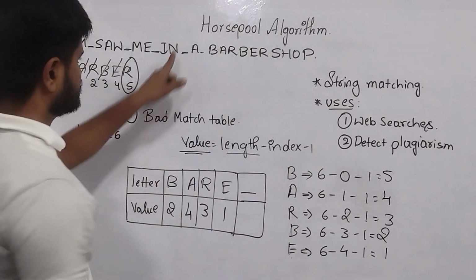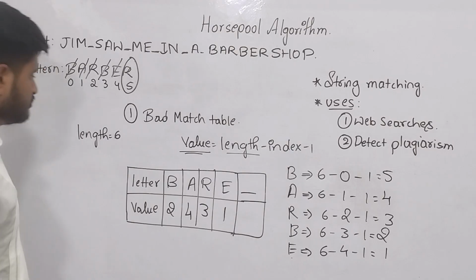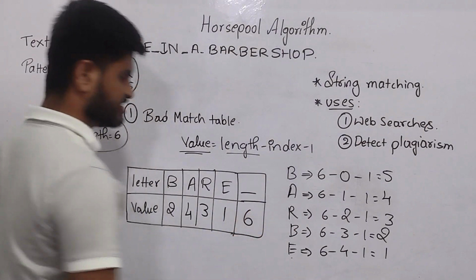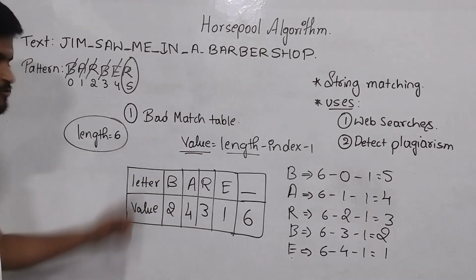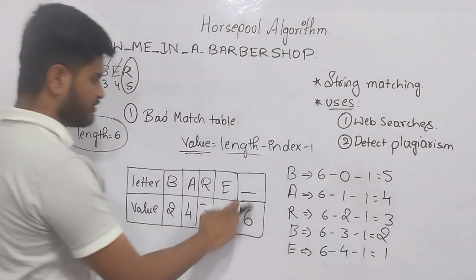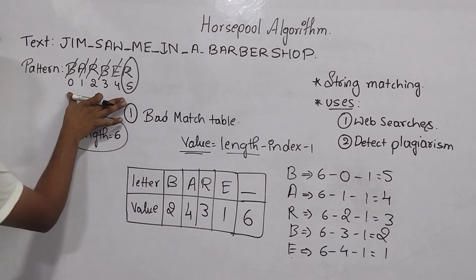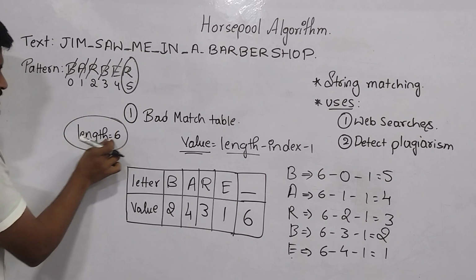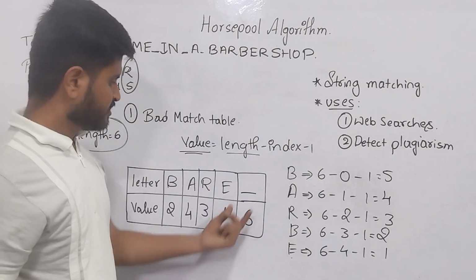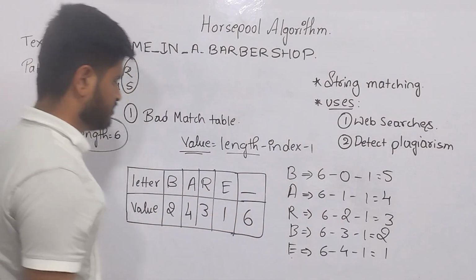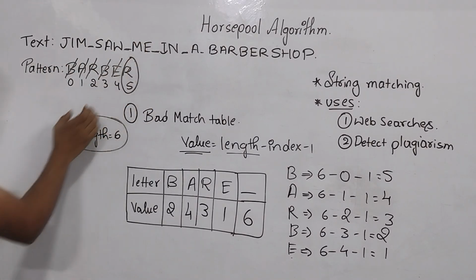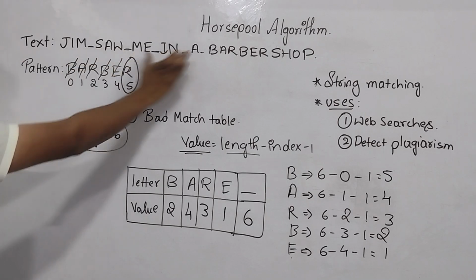Now for this dash space, what must you write? You will just copy the length number. Length number is 6. Just write the 6 for the space. What you wrote for the space was not in the pattern but it was in the text. So you just copy the length value into the dash value or the space value. Now using this bad match table, let's go on matching the pattern in the text.